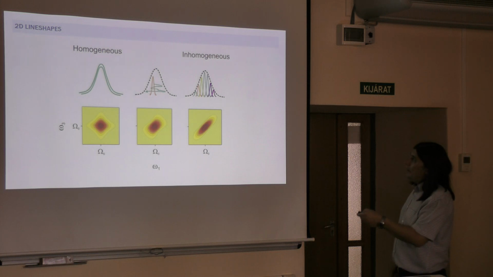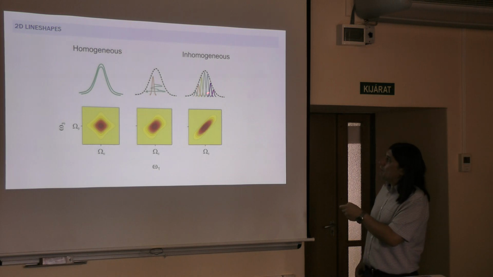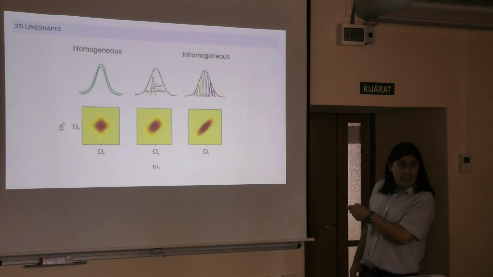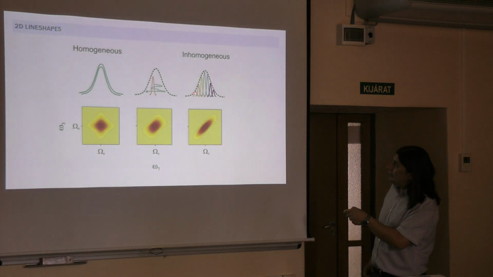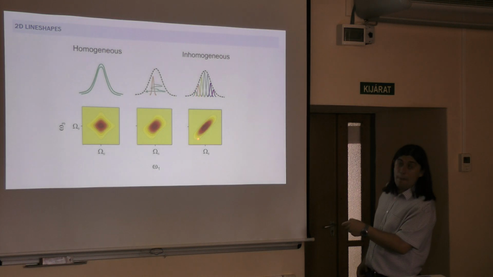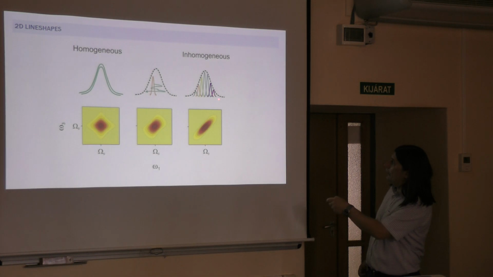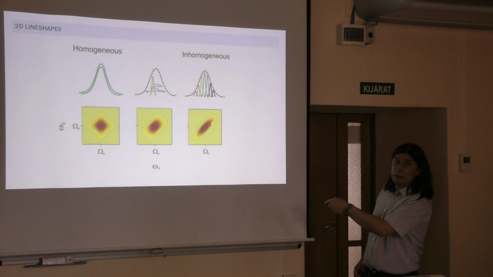Now, in the other limit, in the inhomogeneous broadening, we have many different molecules with many different energies. And then, if we excite that, let's say this is the lower energy side of the spectrum, we excite that, we probe that, we excite the higher energy one, we excite that, we probe that, so we have a correlation.